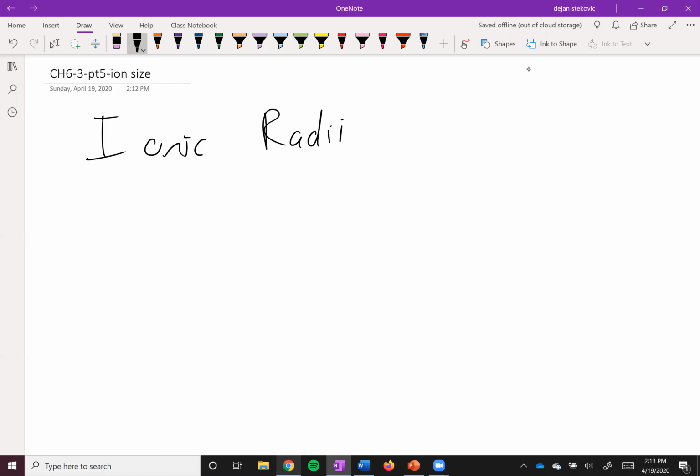All right, so the next trend we're going to take a look at is ionic radii. So for this trend, remember that electrons make up most of the volume of an atom. And then when we make ions, our number of protons stay constant.